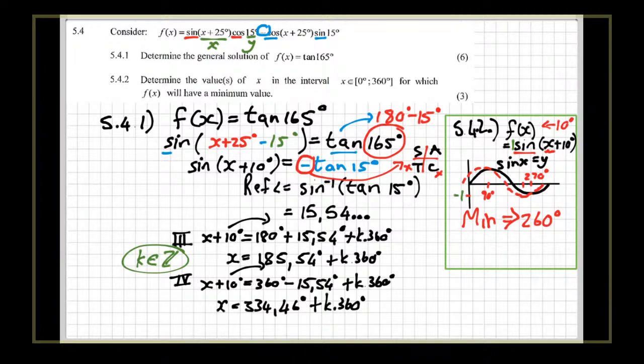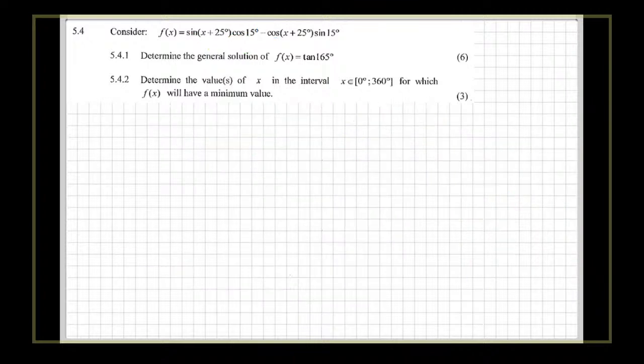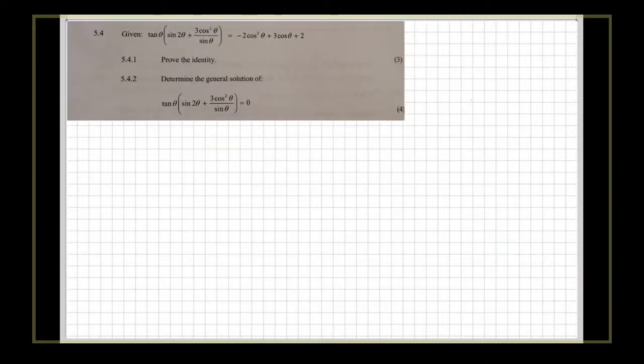Let's have a look at the second question sent in by Mr. Mboweni Tepang. Given tan of theta times sine of 2 theta plus 3 cos squared theta over sine theta equals this. Number one, prove the identity.